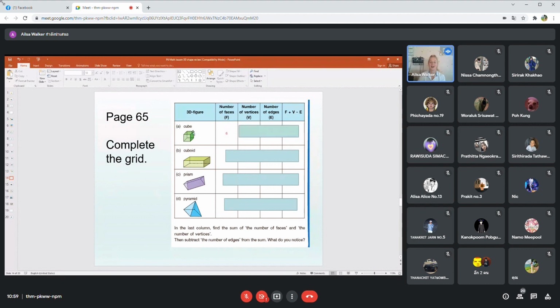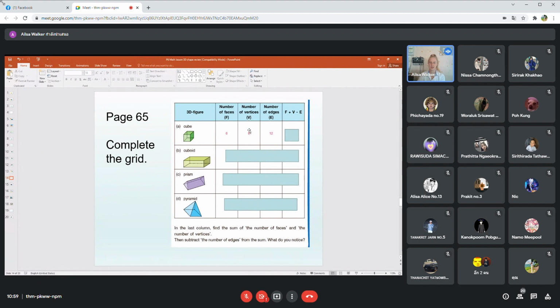How many vertices does it have? How many corners? 8. Very good. And the last one? How many edges? Anybody get how many edges? 12. Well done. Thank you. Very good. Then our last task was to do faces plus vertices.